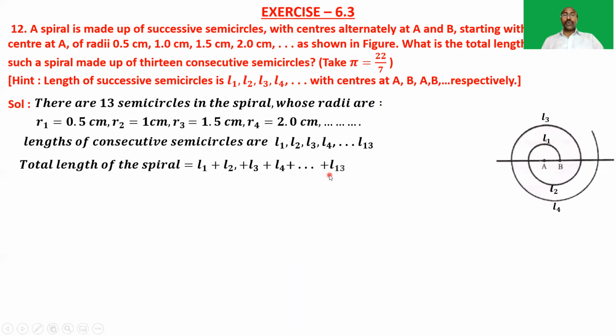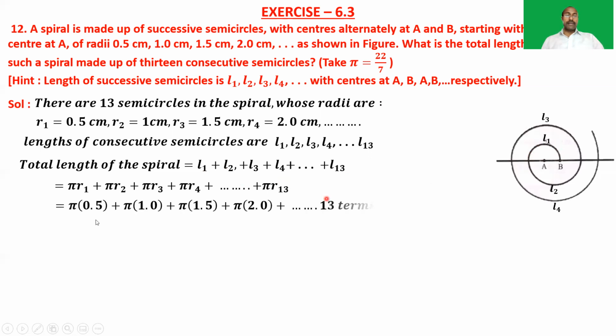Now, the total length of the spiral is L1 plus L2 plus L3 plus L4 up to L13. But L1 is the length of a semicircle, and that is the circumference of a semicircle, pi r. So here we are excluding the diameter. So its length is L1 equal to pi r. In that way, we have pi r1, pi r2, plus pi r3, pi r4 up to pi r13.